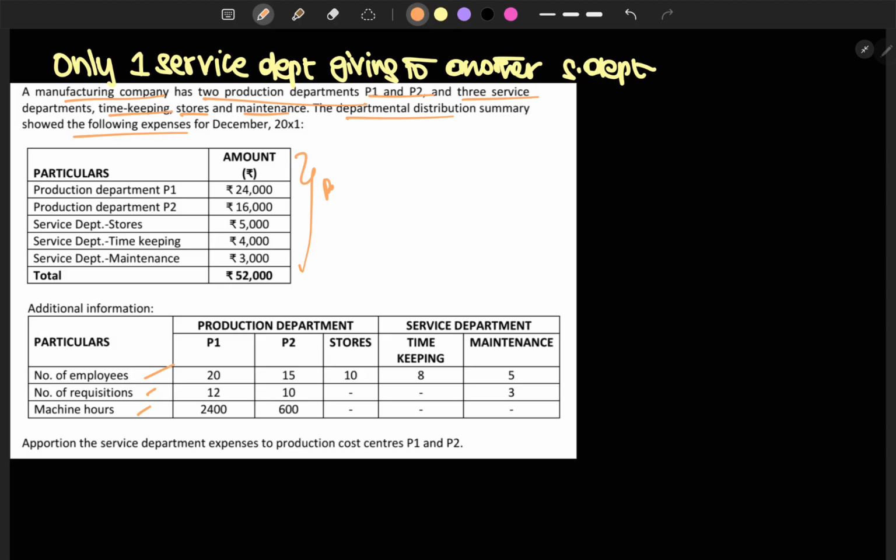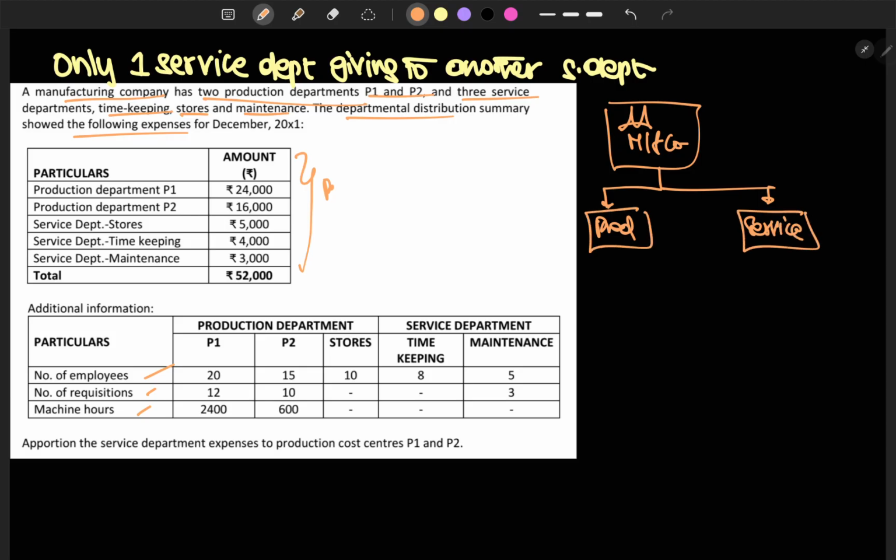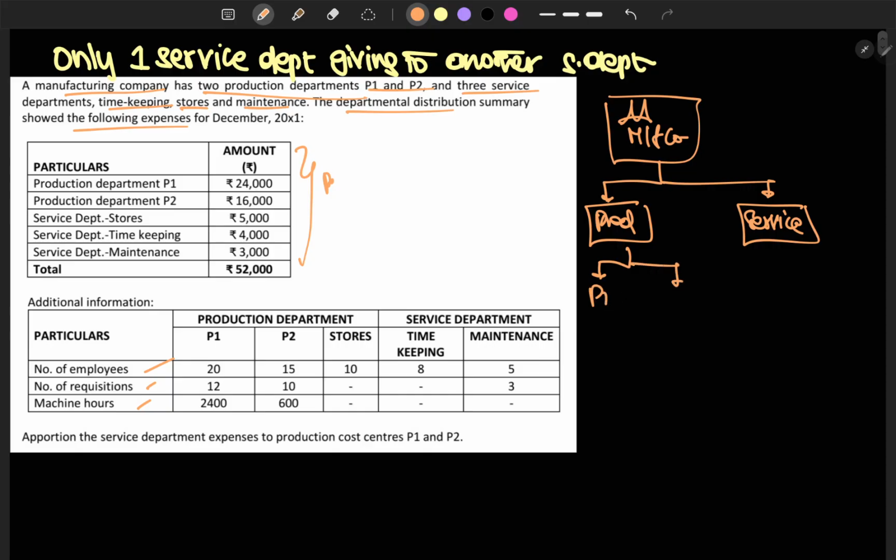Okay, let's take this. They have a manufacturing company. In the manufacturing company, there will be production departments and service departments, right? Under the production departments, there are the P1 department and the P2 department. In the service departments, there are three departments: timekeeping, stores, and maintenance. This is what they have given.